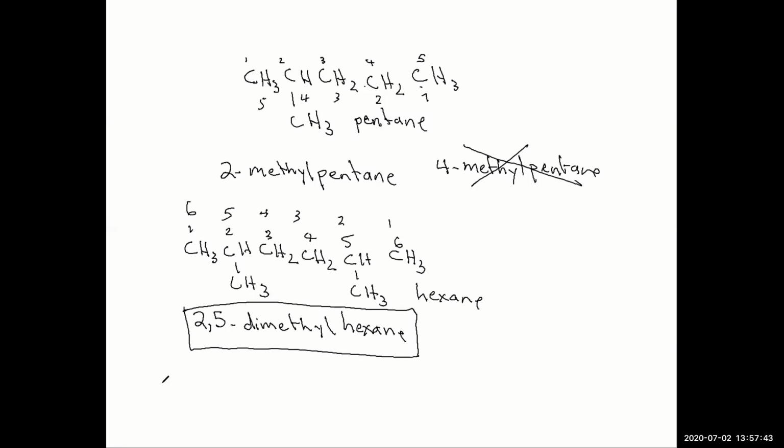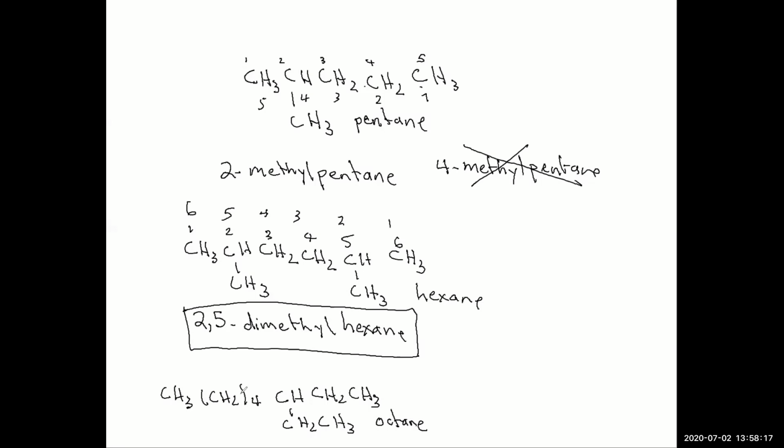Let's do another one here. So the longest parent chain is 1 carbon, and there are 4 of these CH2 groups. So 1 plus 4 is 5, 6, 7, 8. This is the parent compound. It's based on octane.